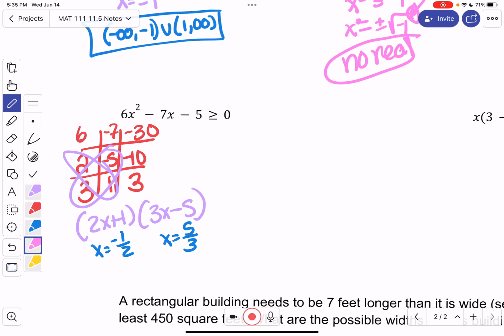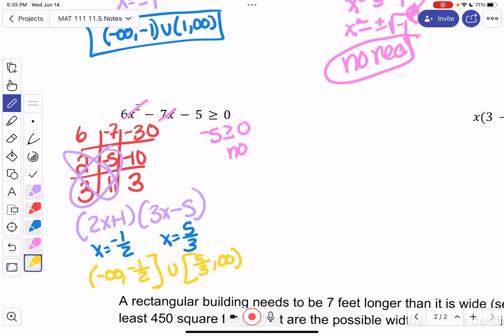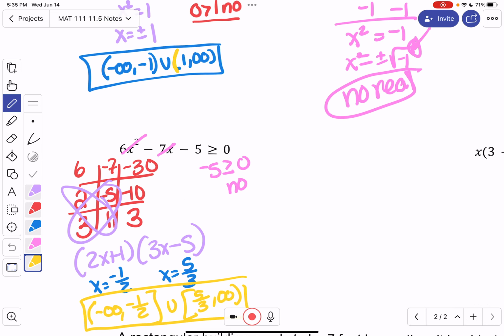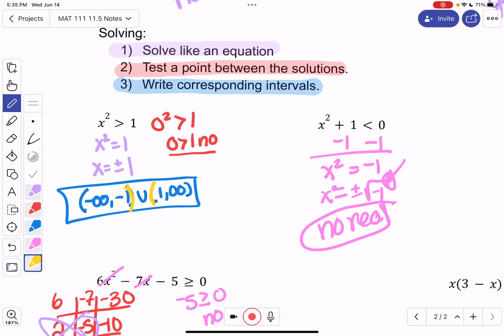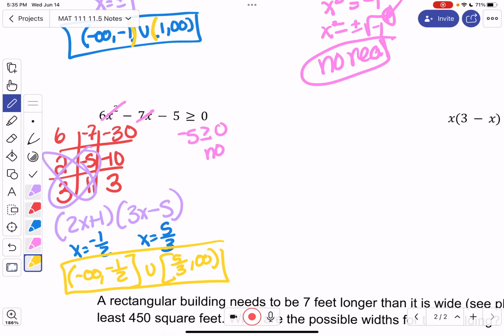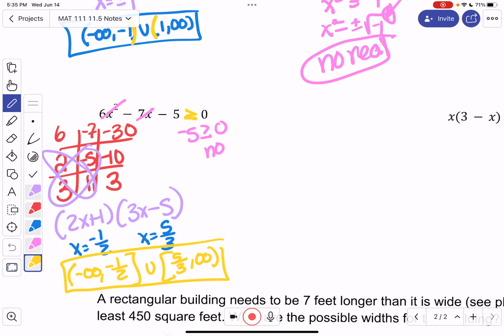To test a number that's in between, we can plug in 0. So is negative 5 greater than 0? The answer is no. So again, my intervals are going to be negative infinity to the smaller one, and then 5/3 to infinity. Notice up here I did parentheses. That's because this right here was just greater than. Here I did a bracket because this is greater than or equal to.